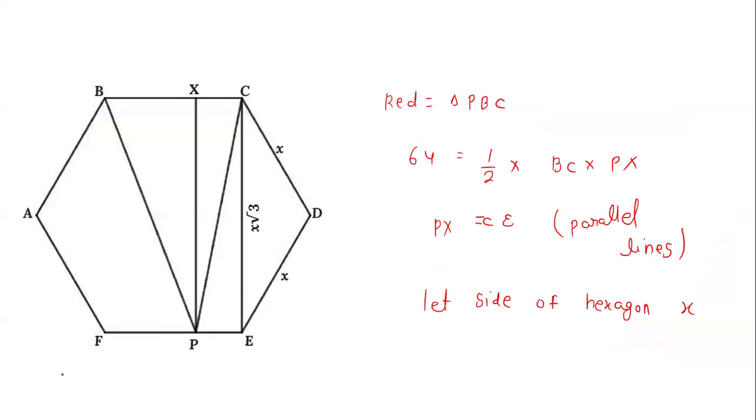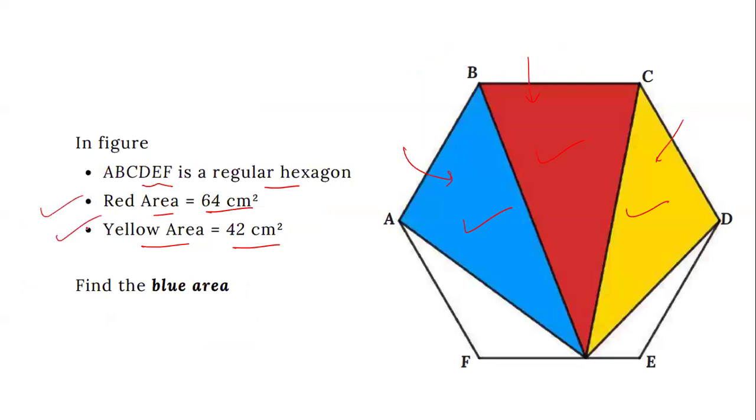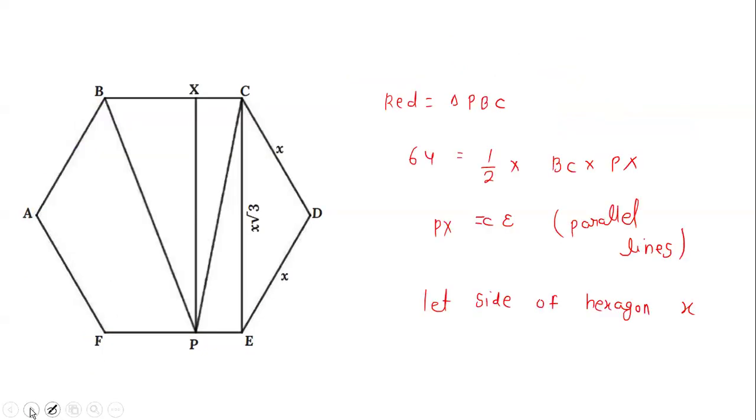So our final goal is to find the blue area. If we find the red area, yellow area, purple and black, we can easily find out the blue. And red and yellow are already given in the problem. So our whole goal is to find this purple and this black area. So you see this figure.